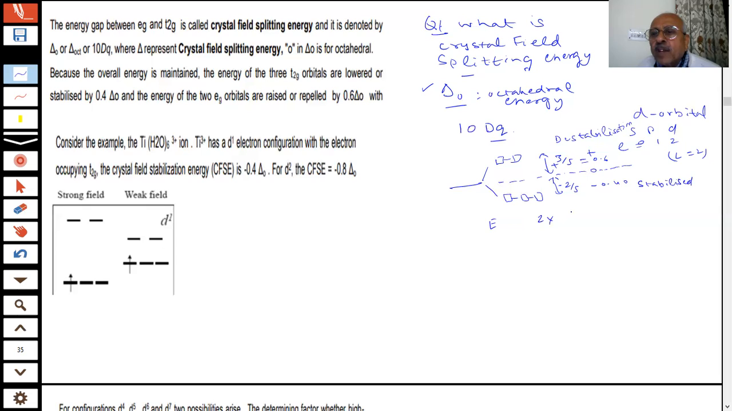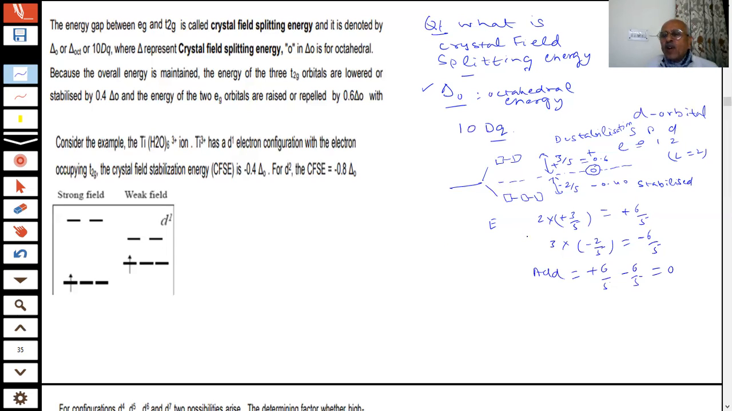2 into plus 3 by 5. How much is that? Plus 6 by 5. And this is how many? 3 into minus 2 by 5. How much will that be? Minus 6 by 5. So if I add the two, the energy is conserved. It comes to zero. Net change is zero. This point, which I am calling the bary point, student, is zero.